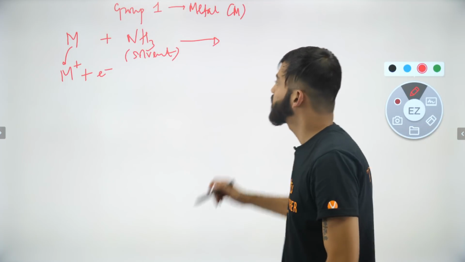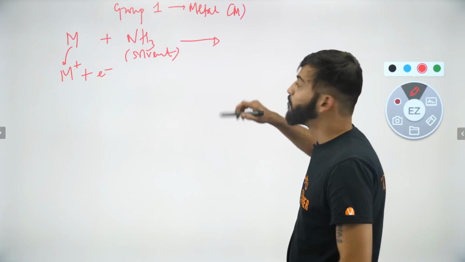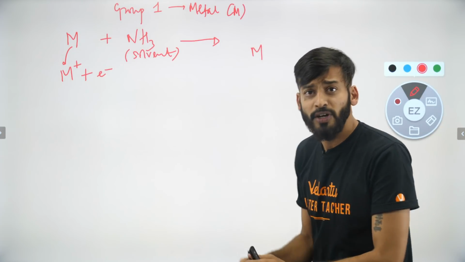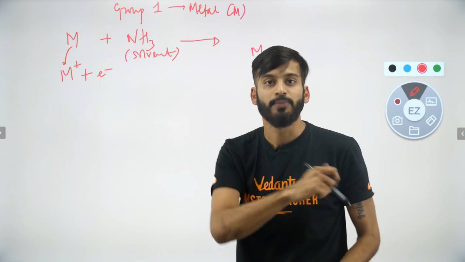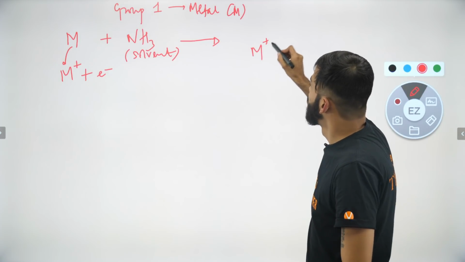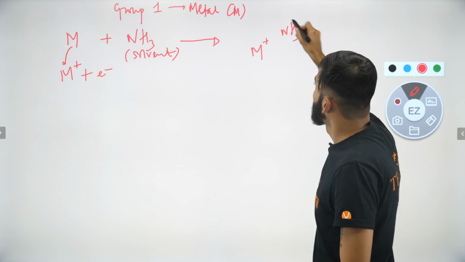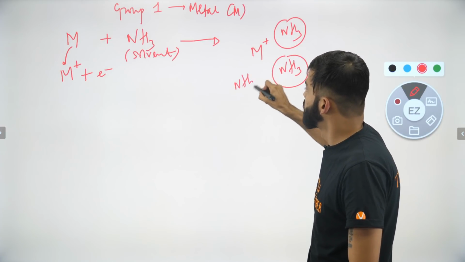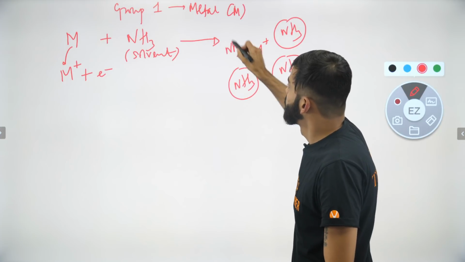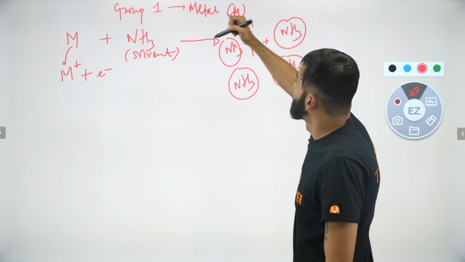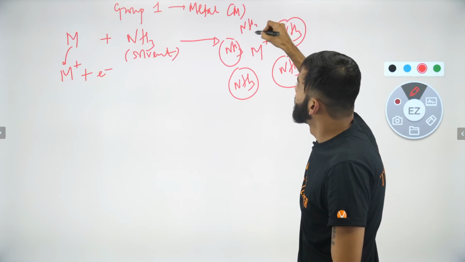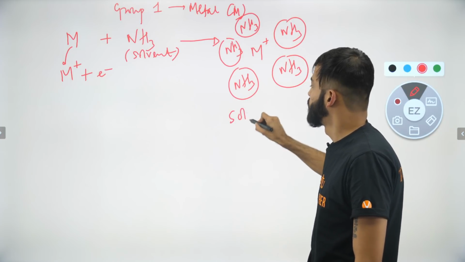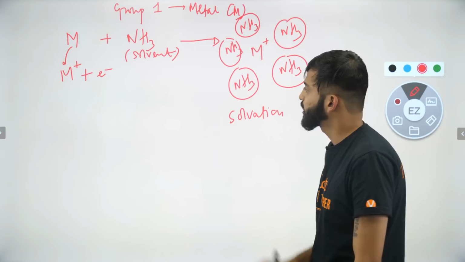So it will start circling around. It will start making weak bonds with it. And whenever a bond is formed, energy is released, system becomes stable. So what will happen? This M plus will be surrounded by so many ammonia. ऐसे करके इसको solvate कर देगा. This process is called solvation. साथ ही साथ your electron is also there.